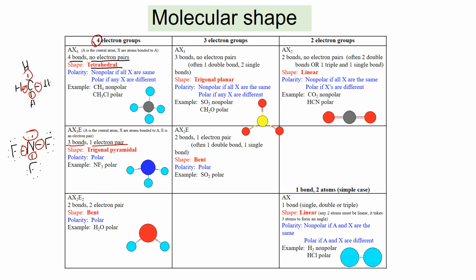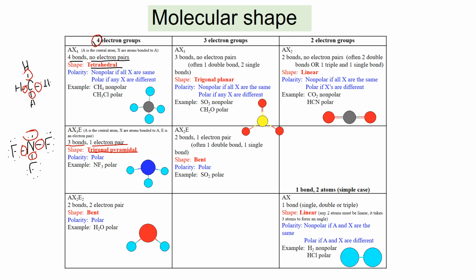And so it's the same shape of the tetrahedral, except one of the spots doesn't have an atom. Visualize just pulling one of those atoms off, and so we have the tripod, but nothing's sticking up. That shape is called trigonal pyramidal. It's like a pyramid with three corners to it.